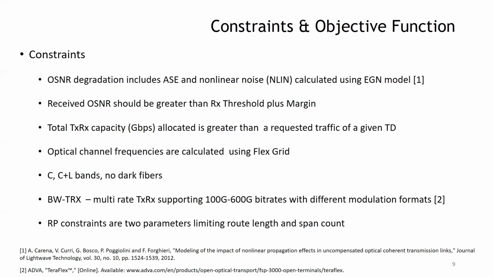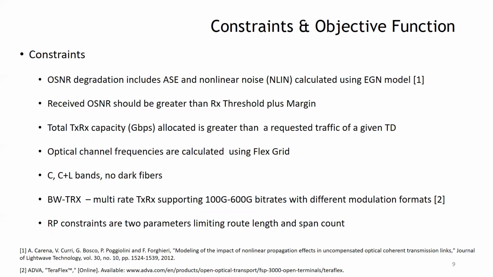To finalize light path configuration, we use flex grid and consider allocation of frequencies in C-band or in C+L bands. In our simulation, we use bandwidth variable transceiver configurations with different modulation formats and bitrates in the range from 100 gig to 600 gig. As regards regenerator placement, we do not focus on its optimization with respect to transceiver number or bandwidth minimization. We just use a simple heuristic controlled by 2 parameters. We will look at the algorithm a bit later.